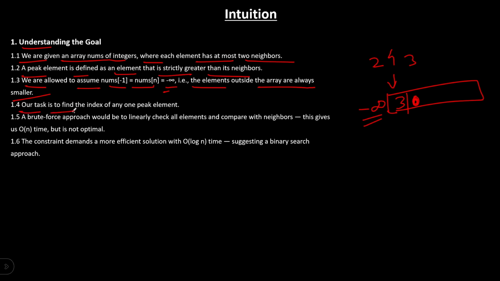Our task is to find the index of any one peak element. So there could be multiple peak elements. So what could be the brute force? A brute force approach would be to linearly check all elements and compare with neighbors. This gives O of n time, but is not optimal.